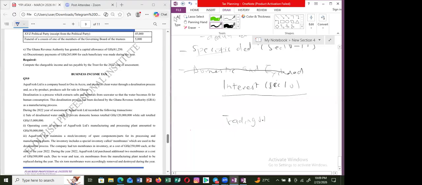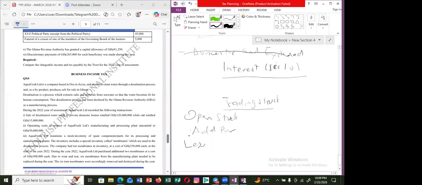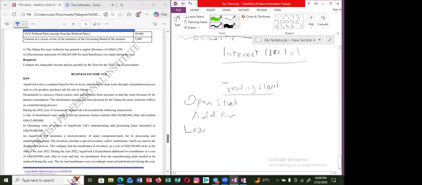Trading stock. So trading stock basically shows what is allowable as a deduction under trading stock. And it is normally what we know in accounting: opening stock, add purchases, less closing stock. The value you get, which is the cost of sales, right, is what is allowed as a deduction. So opening stock, add purchases, less closing stock.